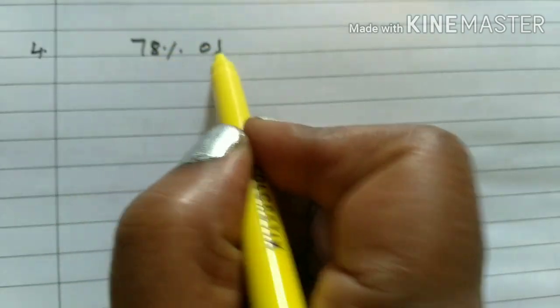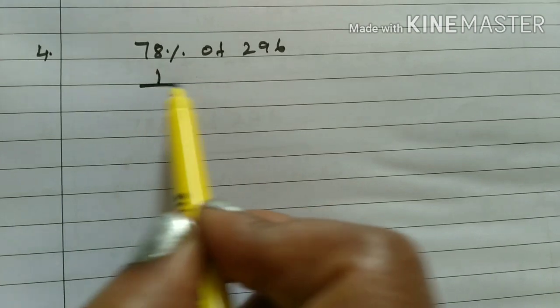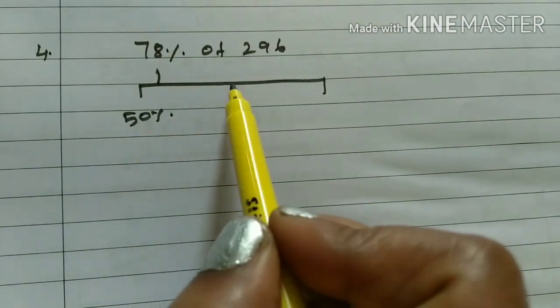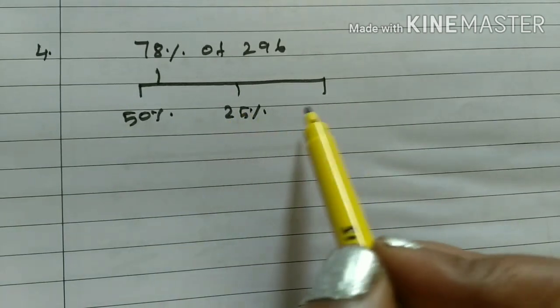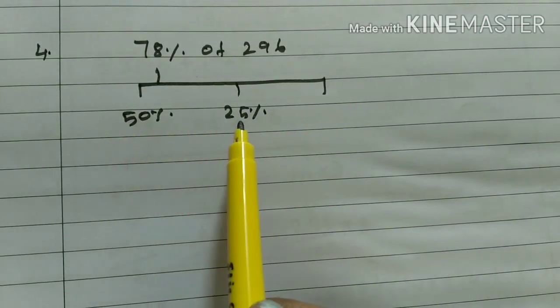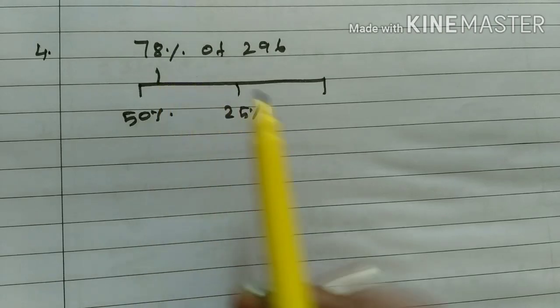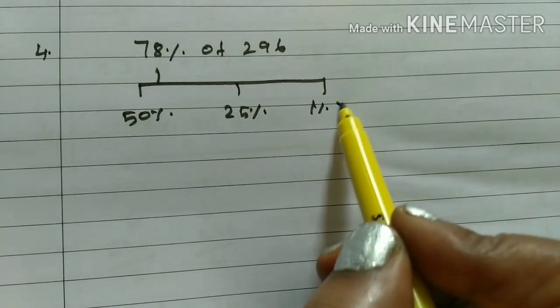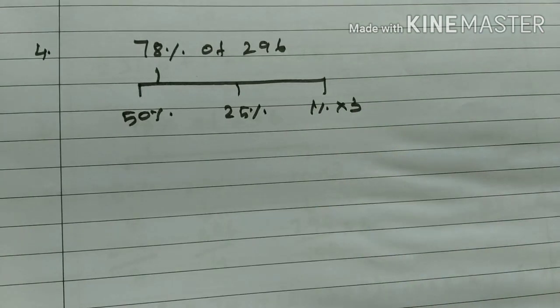Let's take one more example, which is greater than 50%. 78% of 296. Here also I am going to split the number: 50%, 25%, 50 plus 25 is 75. The remaining is 3%. This 3% I am writing as 1% multiplied by 3.